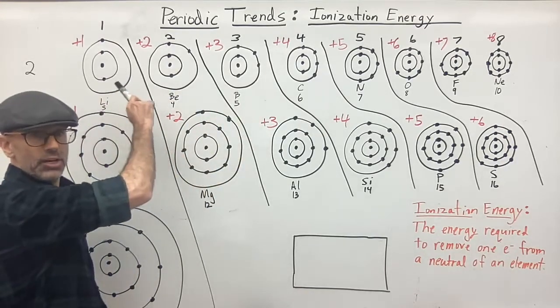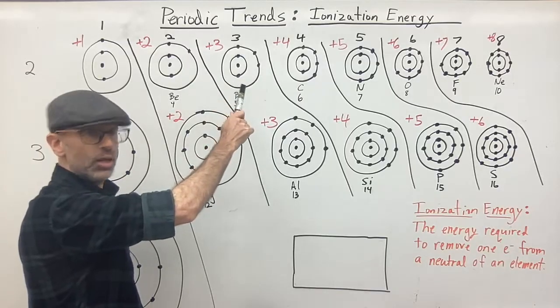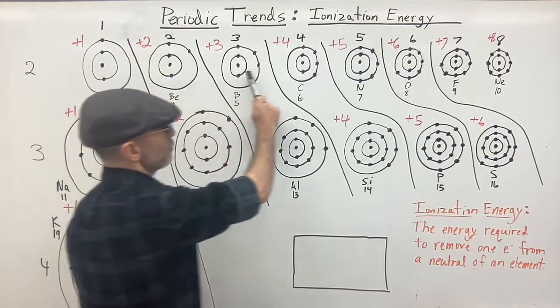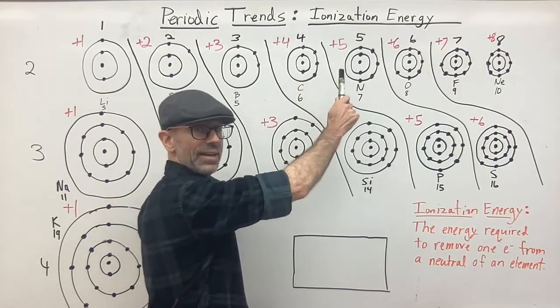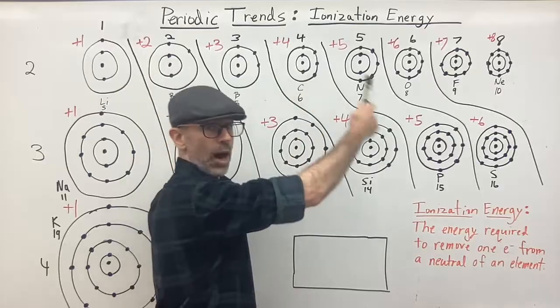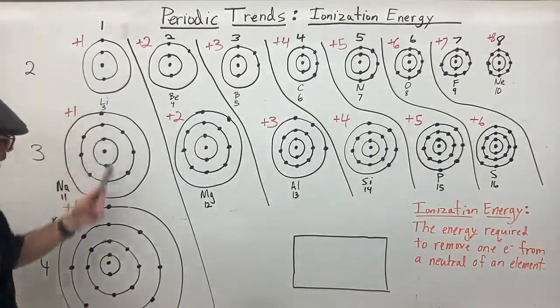So the amount of energy required to remove the electron should increase as well because the electrons are feeling a greater attractive force, and so it's going to be harder to remove that electron, which means it requires more energy. Okay, what about going down the group?